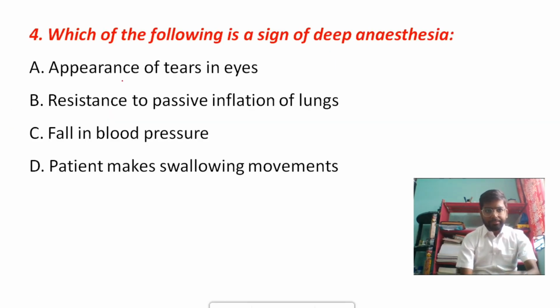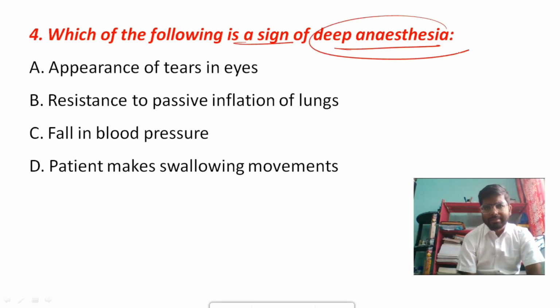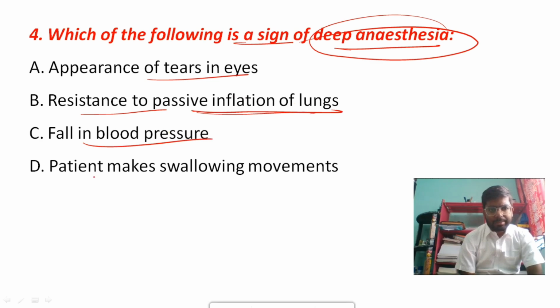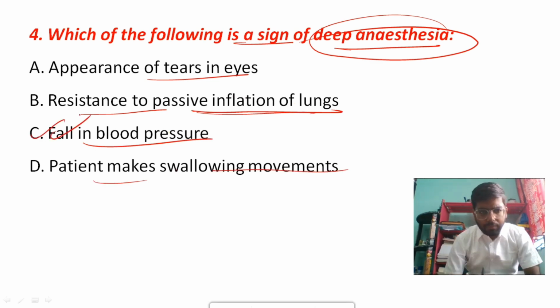Okay, coming to the next question. Which of the following is a sign of deep anesthesia? This is a very straightforward question. Options are appearance of tears in eyes, resistance to passive inflation of lungs, fall in blood pressure, patient makes swallowing movements. Your answer will be fall in blood pressure, which is a sign of deep anesthesia.